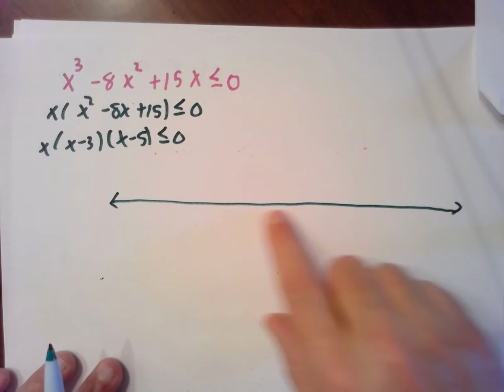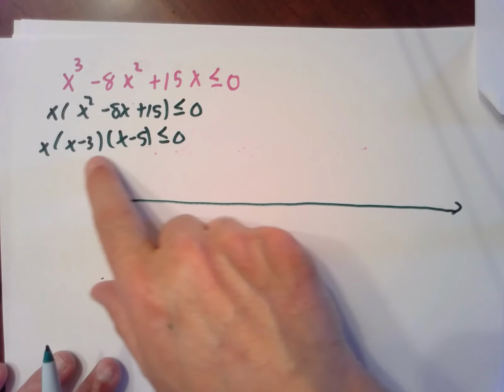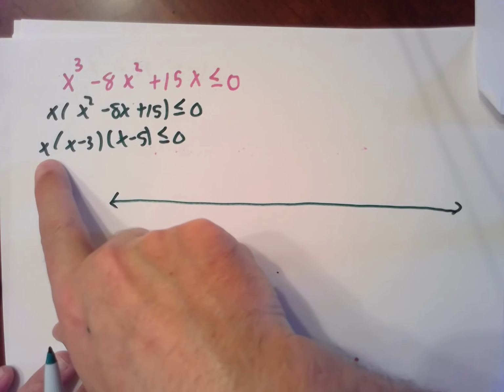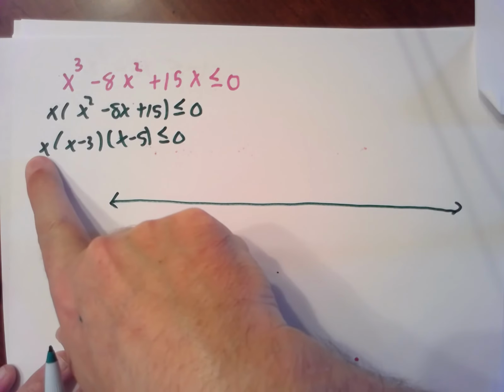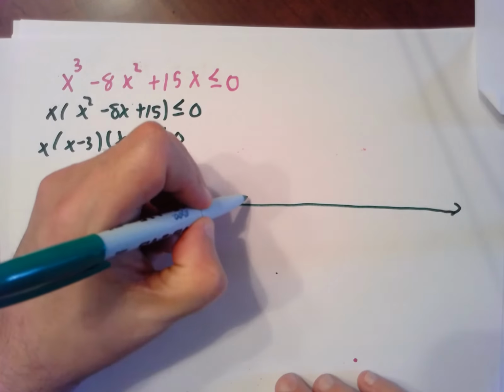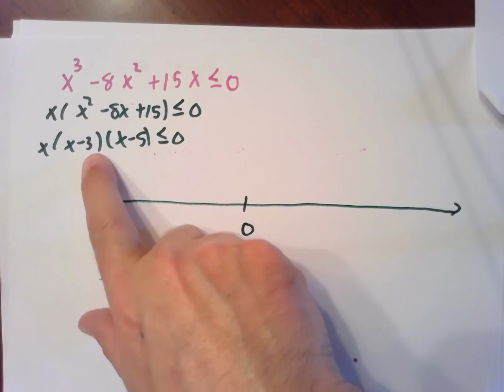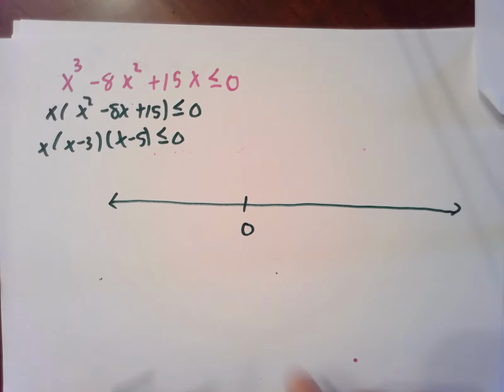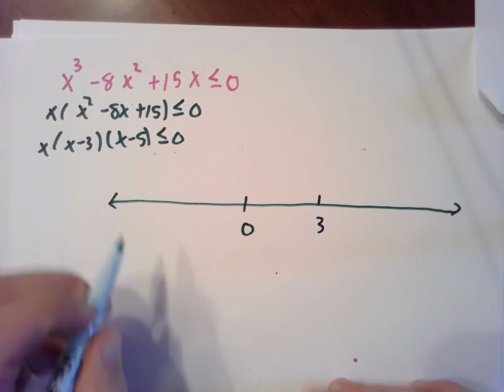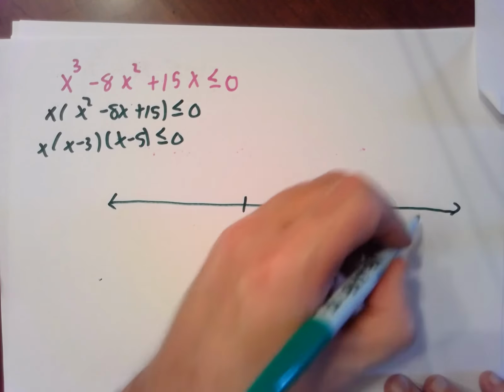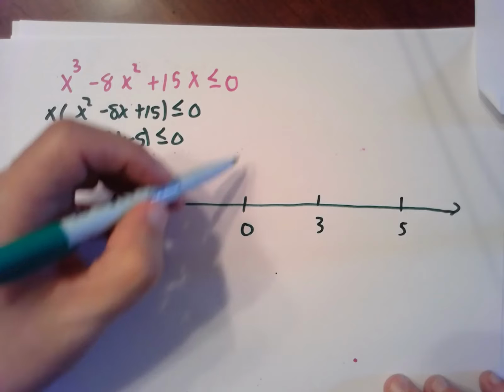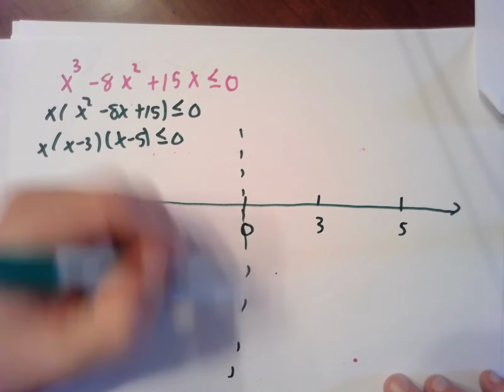On your number line, list all of your roots. Anything that makes any of your factors 0. What makes him 0? Don't forget about him. That's at 0. Where is he 0? That's at 3. And him at 5. Draw in your little dotted lines.